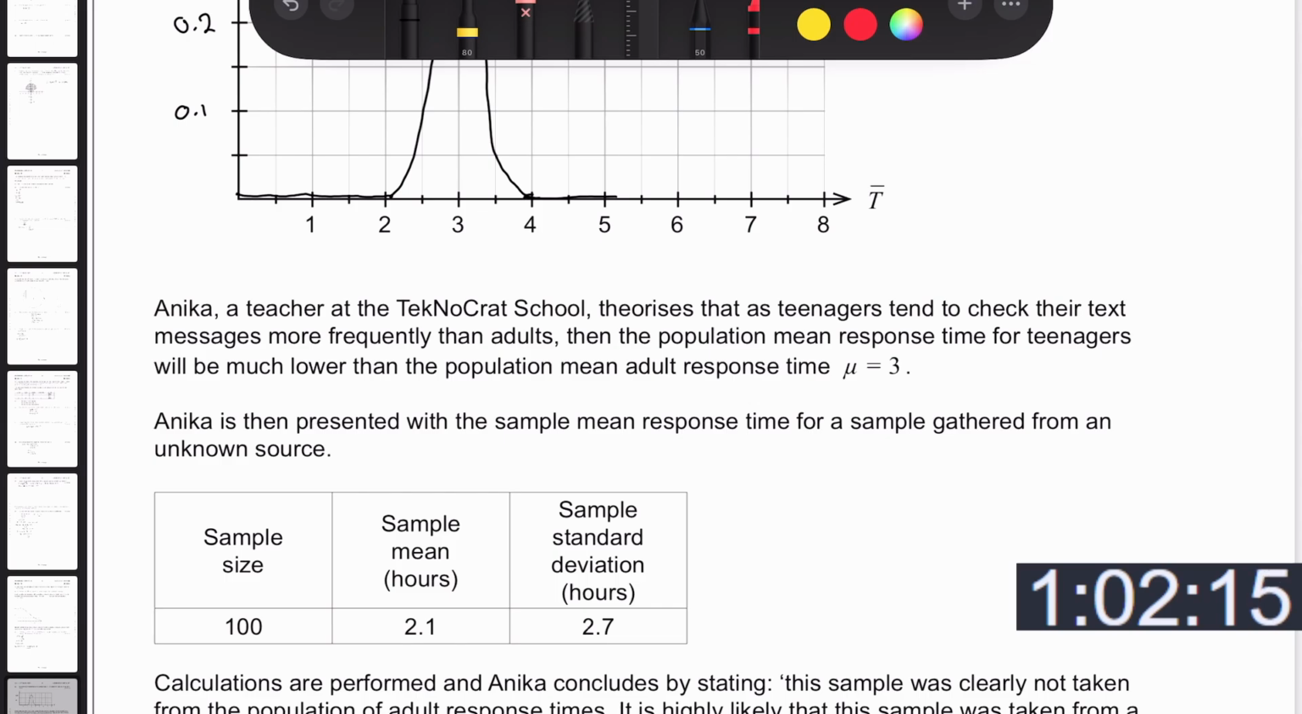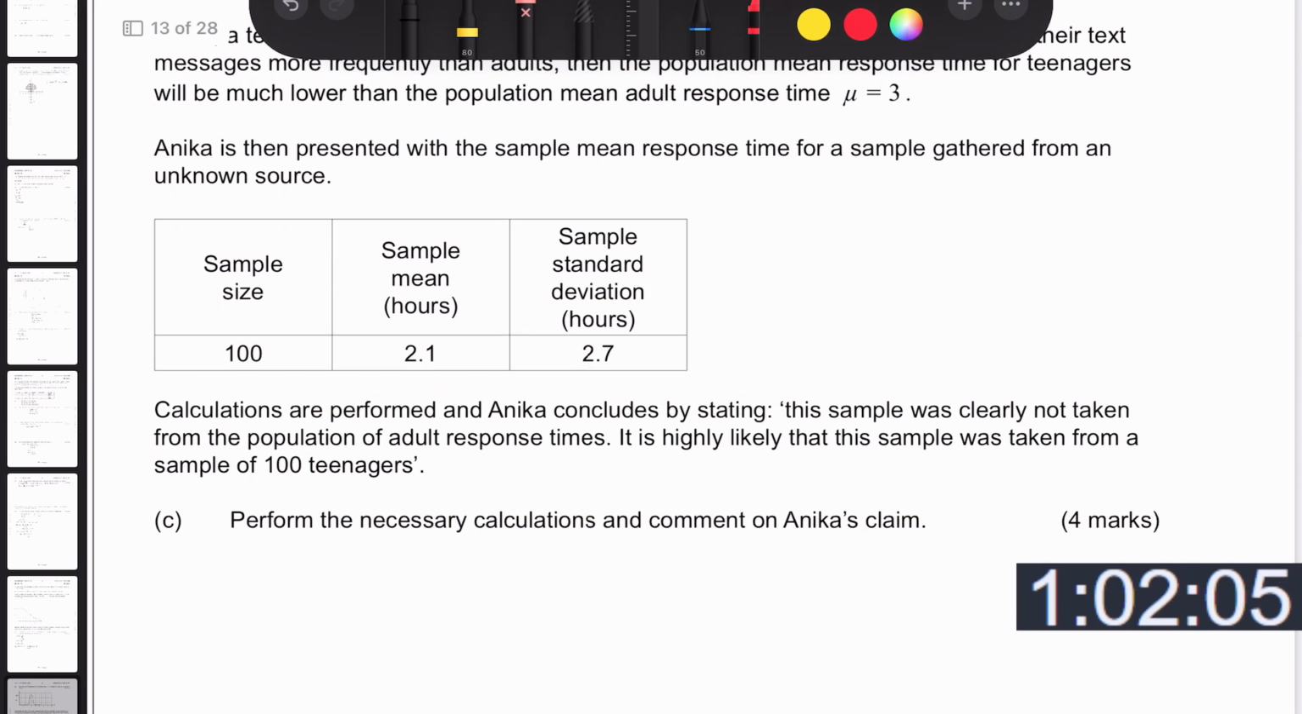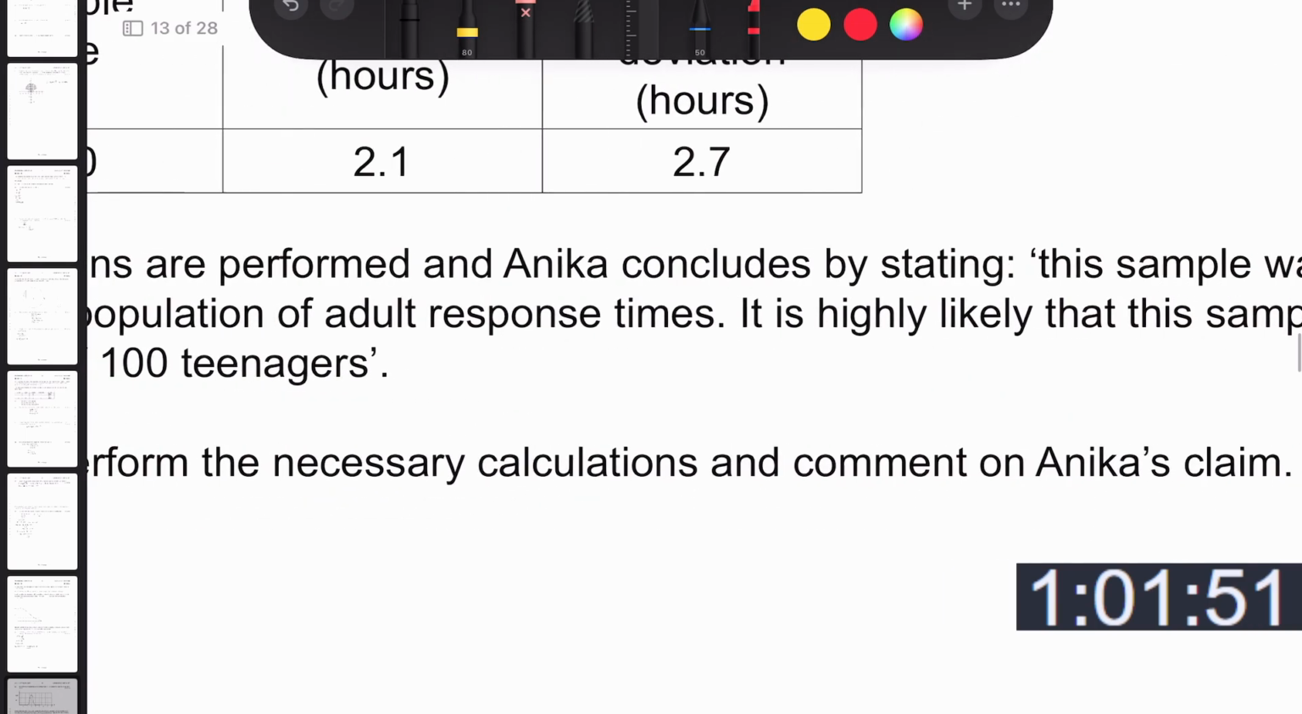Okay, Annika, a teacher theorized that as teenagers tend to check their text messages more frequently than adults, the population mean response time for teenagers will be much lower than the adult one. Annika is given the sample mean response for a sample gathered from an unknown source. Calculations are performed, and Annika concludes by stating the sample was clearly not taken from the population of adults. Highlight here was taken from a sample of 100 teenagers.